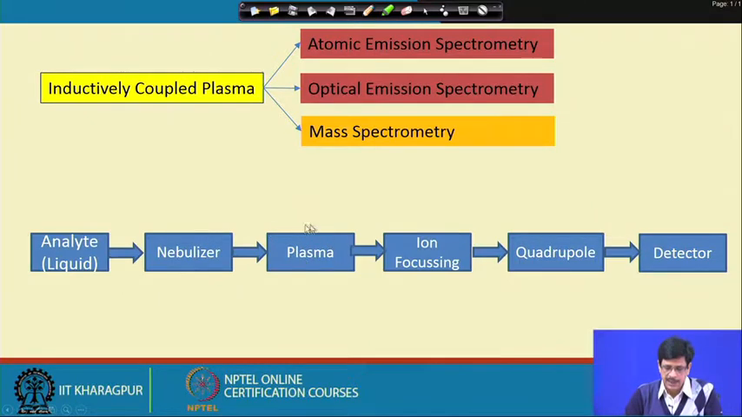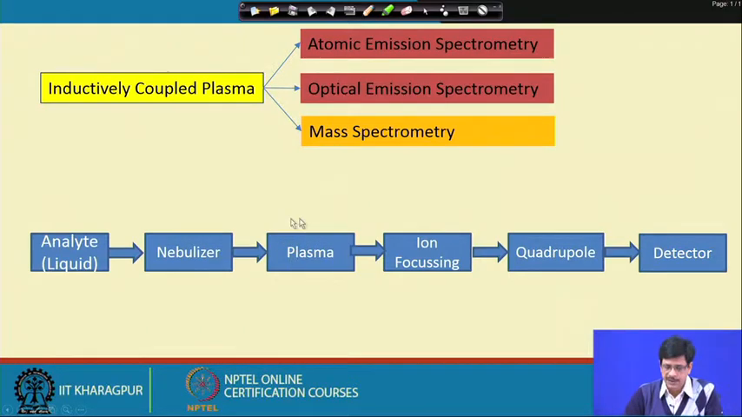The whole idea is that the analytes are converted into their ionic state, mostly singly positively charged ions, and at that particular temperature the degree of ionization is quite substantial. We can expect that a large part of the analyte would be in an ionic state.